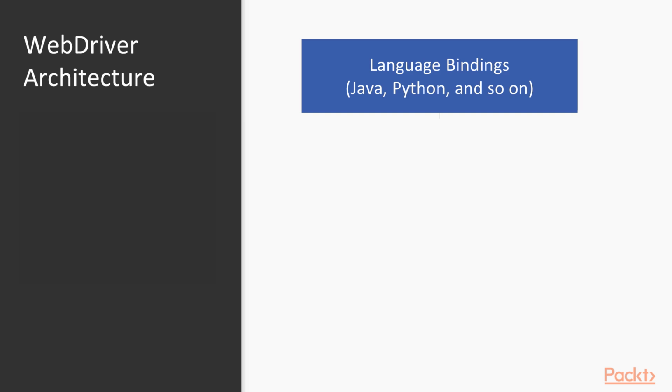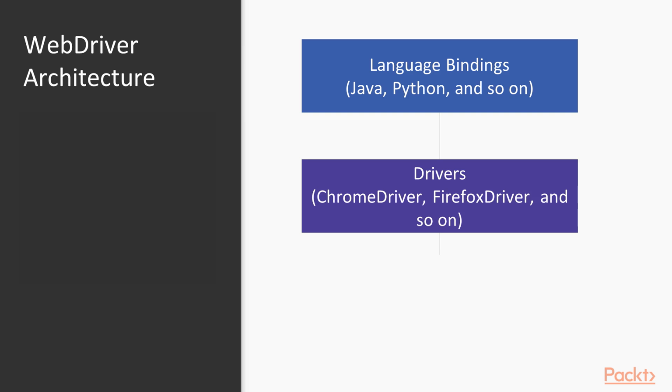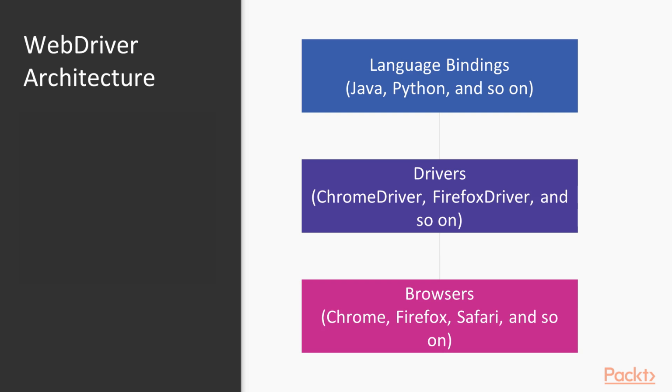So let's begin. A possible WebDriver architecture may look something like this. At one level, we have the language bindings for things like Java, Python, Ruby, etc. At another layer, we have the drivers, like Chrome driver, Firefox driver, etc. And the last layer is the browsers. We all know these, things like Chrome, Firefox, Safari, Opera, etc.